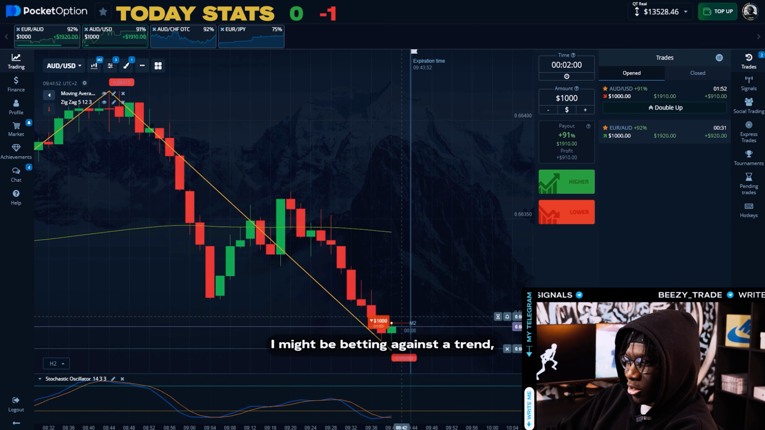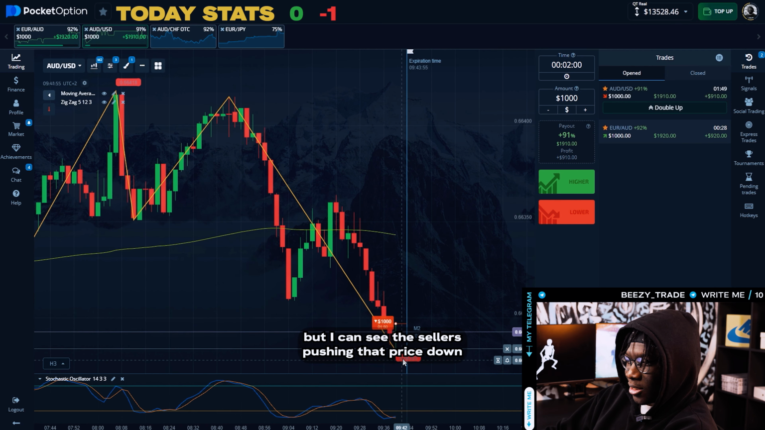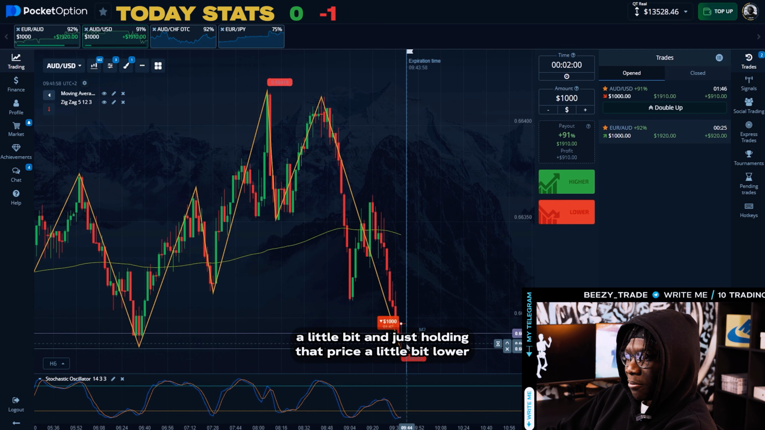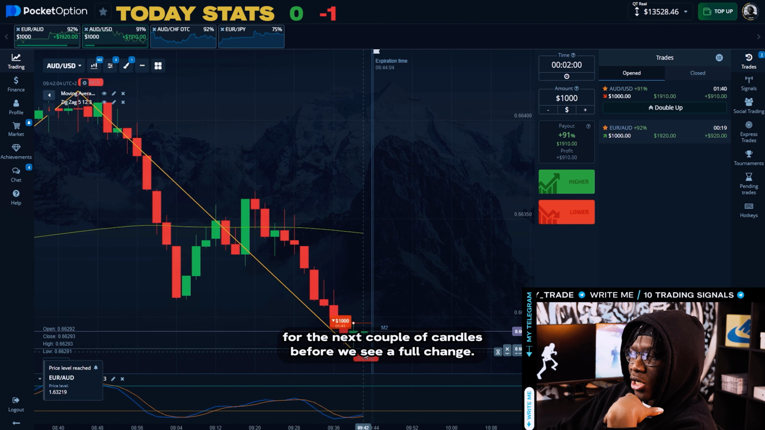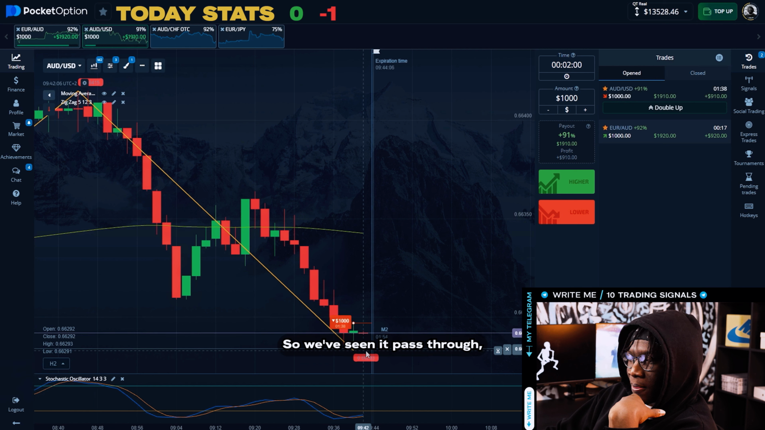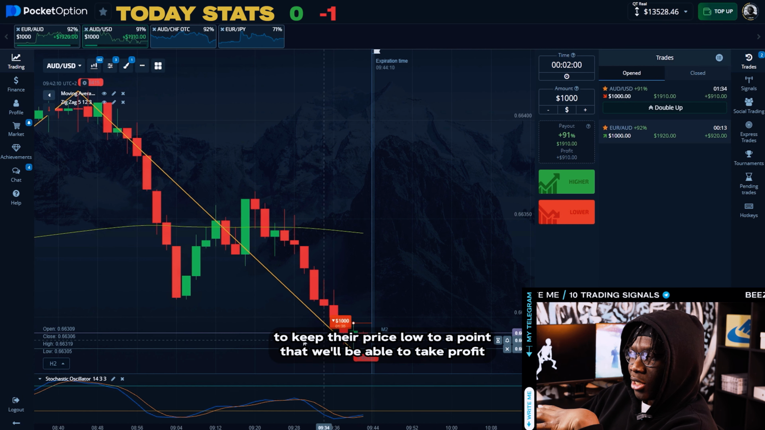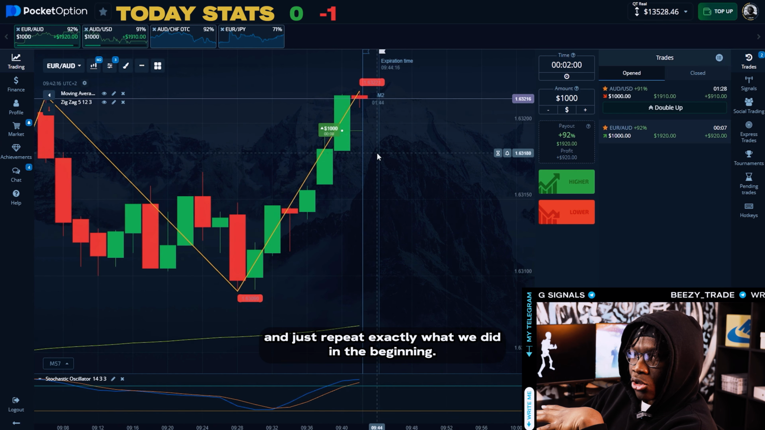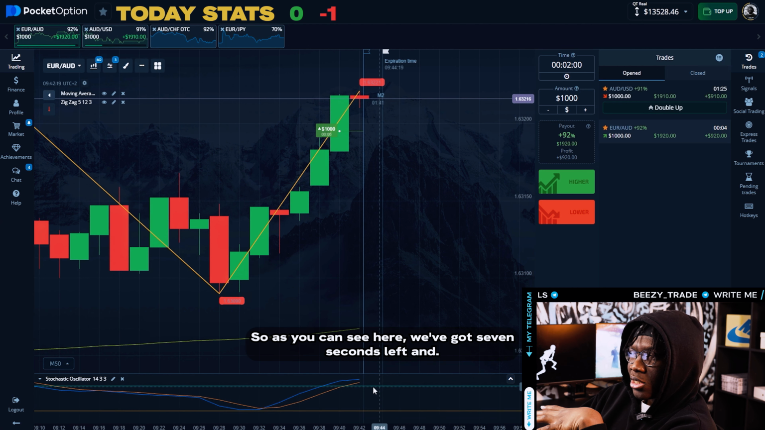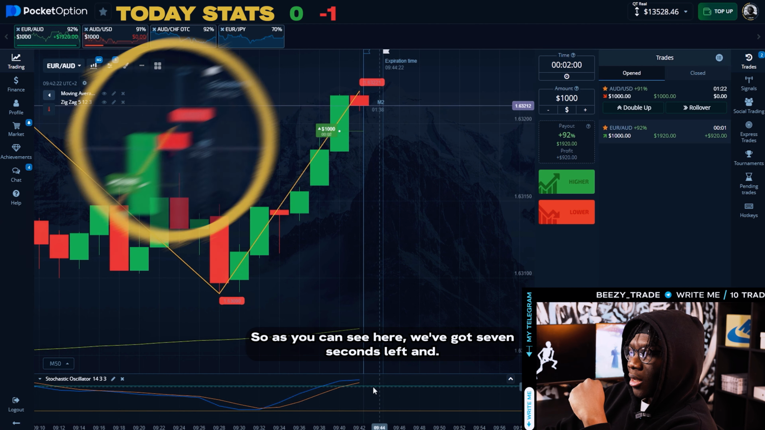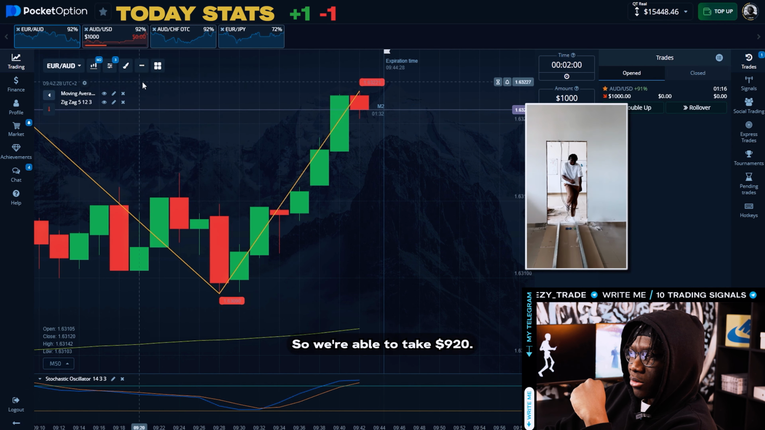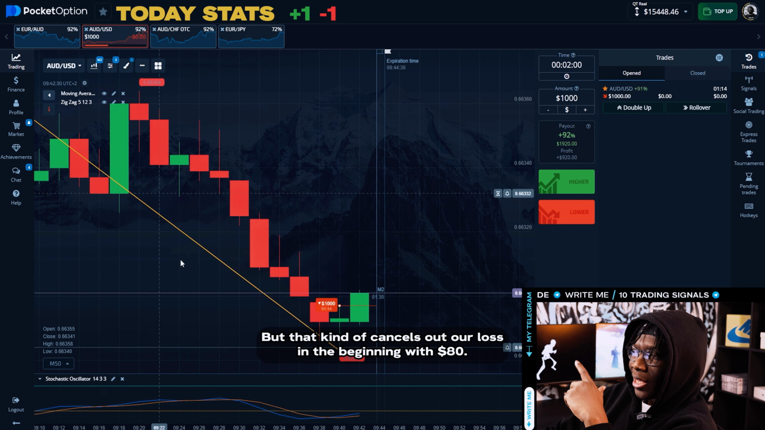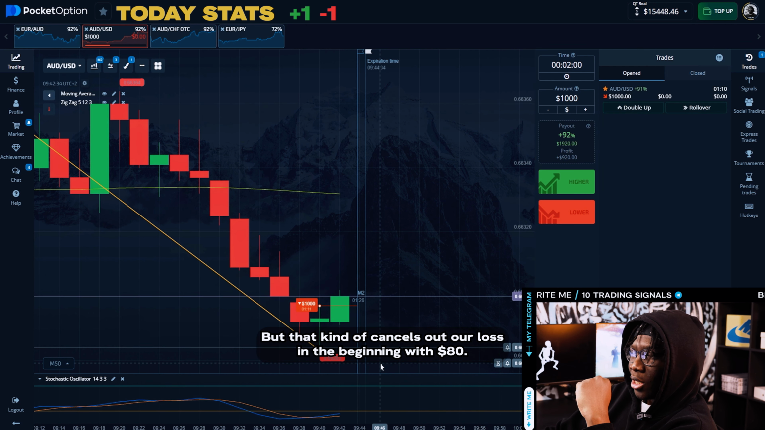I might be betting against the trend, but I can see the sellers pushing that price down a little bit and just holding that price a little bit lower for the next couple of candles before we see a full change. So we've seen it pass through our price level, but I'm still expecting the sellers to keep that price low to a point that we'll be able to take profit and just repeat exactly what we did in the beginning. So as you can see here, we've got 7 seconds left, and it's good. So we're able to take $920, but that kind of cancels out our loss in the beginning with $80 to go.